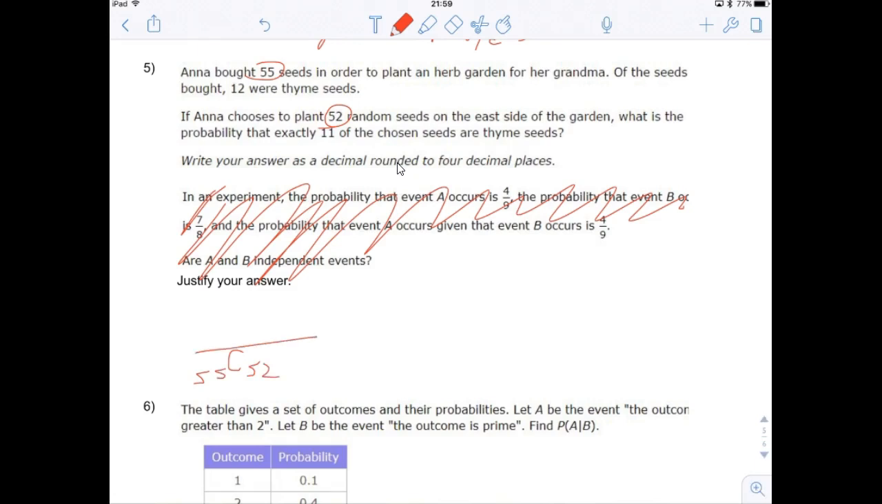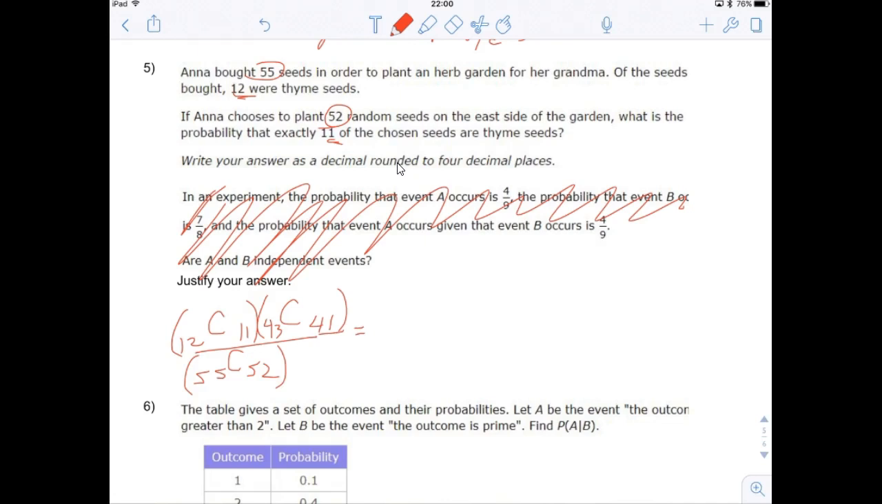In the numerator, we want 12 thyme seeds, and we want to choose 11 of those thyme seeds. And of the remaining 41 seeds, we want them to be non-thyme seeds. So the non-thyme seeds would be 55 minus 12, which would be 43, right? Okay. So we have 12 choose 11, 43 choose 41, and 55 choose 52.